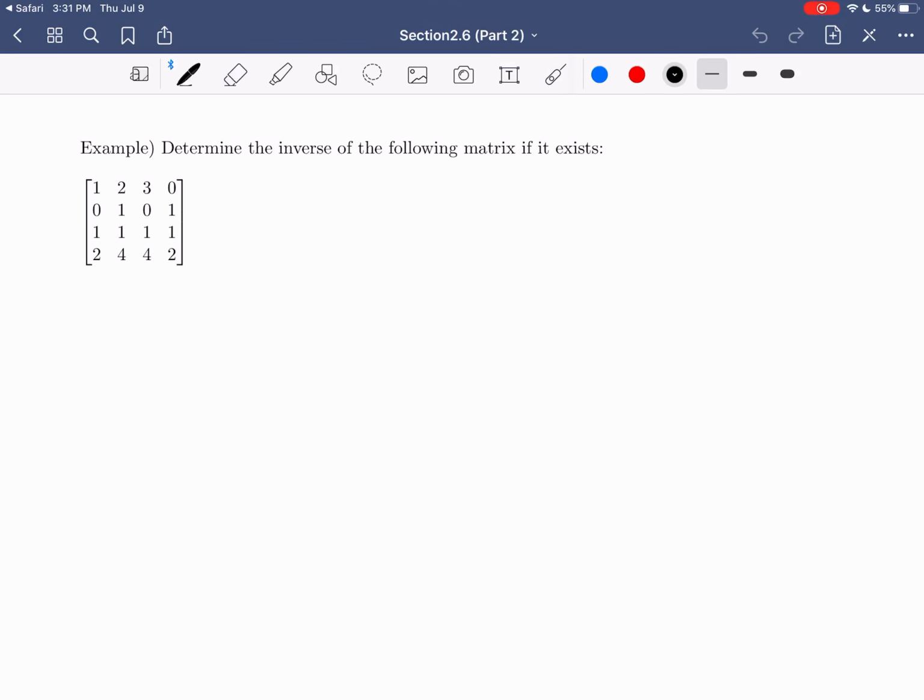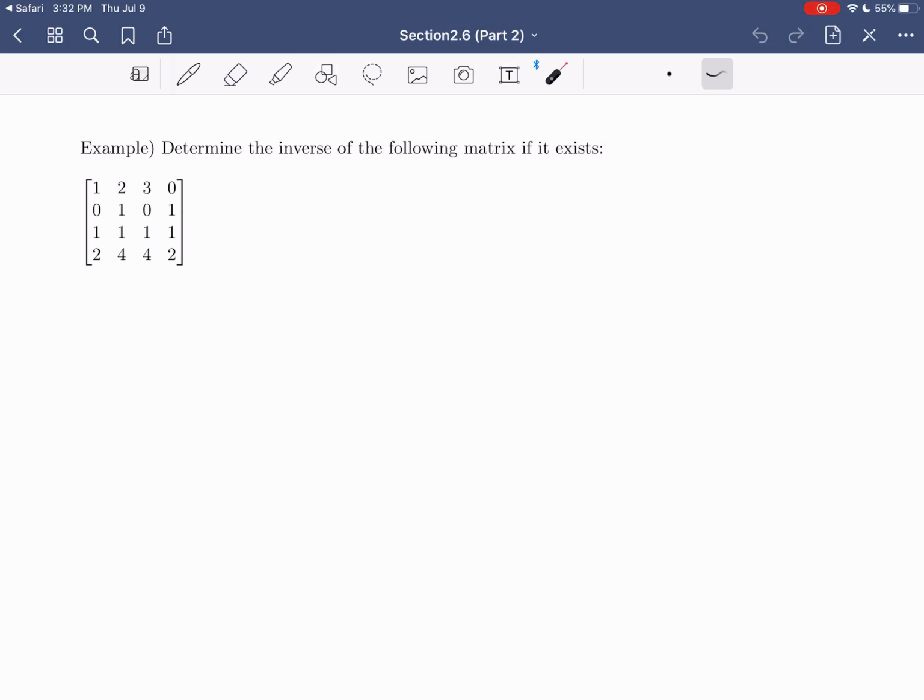In today's video, we're going to be finishing up section 2.6 from your textbook, which was our introduction into the concept of inverting a matrix. In the previous video, we established a lot of results about the inverse of a square matrix. Namely, we figured out that the inverse of a square matrix exists if and only if the rank of that matrix is full, meaning that the rank of the matrix is equal to the number of rows and columns.